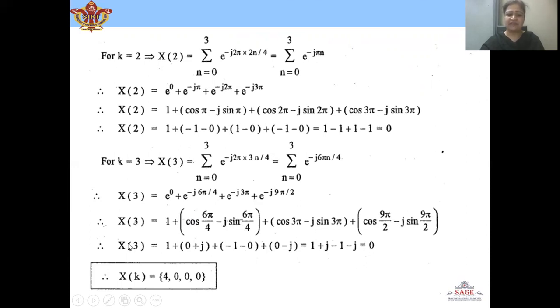So k has value from 0 to 3. That means X[k] will have X[0], X[1], X[2] and X[3]. That means 4 values, which we have already calculated. Now writing it in sequence form, X[k] will be 4, 0, 0, 0, because X[0] was calculated as 4, X[1] was 0, X[2] was 0, X[3] was 0. So this will be my final sequence of DFT, which is 4, 0, 0, 0. This is how we can find the DFT of any given finite sequence.